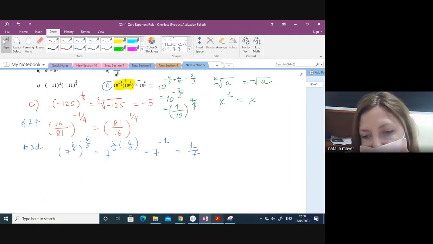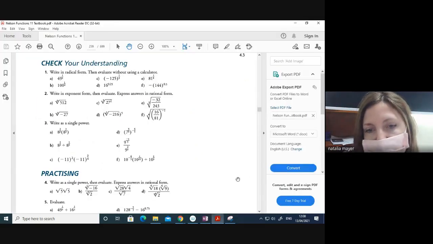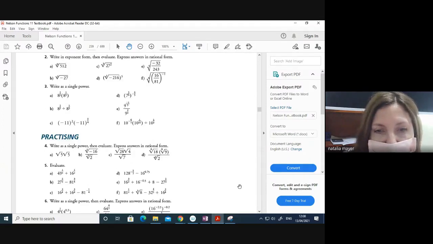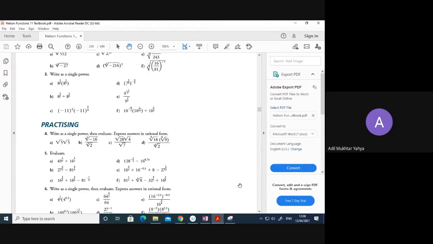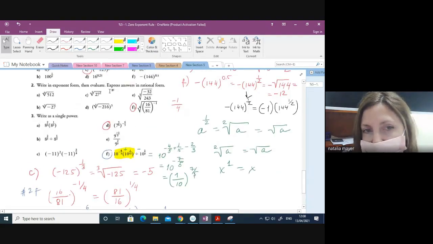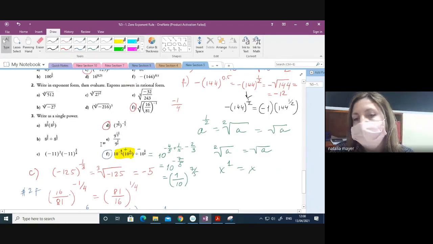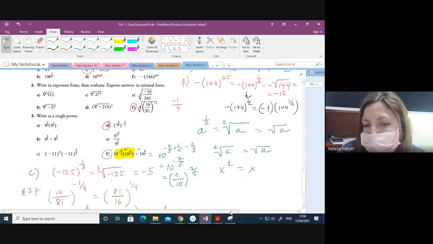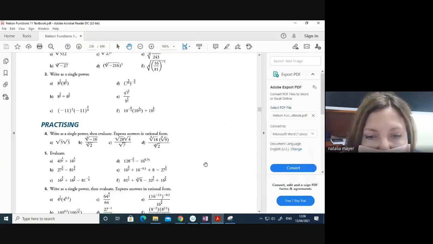All right, 5 minutes left. I suggest something more difficult than that. Miss, do you just put that in the calculator when you get 1 over 10 to the power 7 over 5? I think they didn't ask to evaluate. They said write as a single power. That's it. They didn't ask to evaluate. But generally, you can just put it on the calculator. All right.